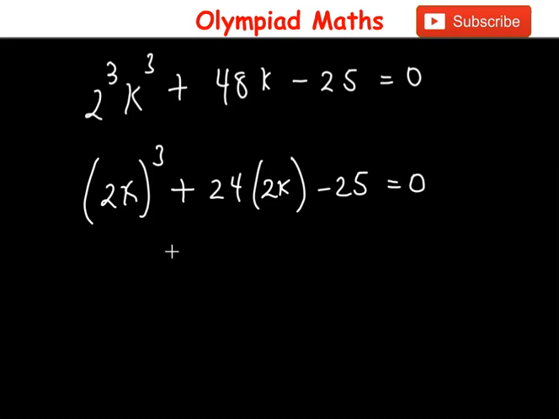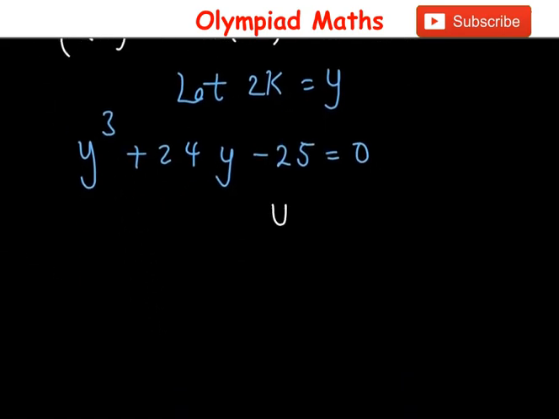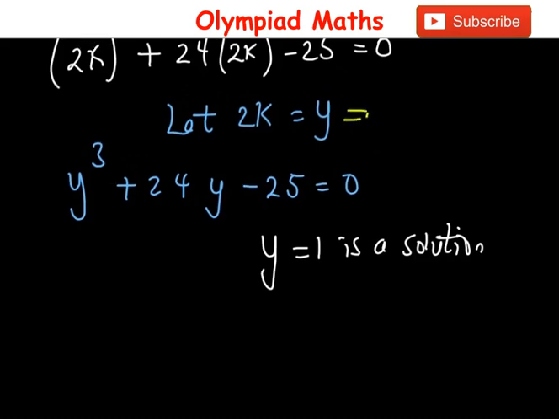Now at this junction, we are going to say let 2k equal y. So this equation then becomes y raised to power 3 plus 24y minus 25 equals 0. Looking at this equation, y equals 1 is a solution for this given equation. So inputting y as 1, this becomes 2k equals 1, and from here, the value of k is equal to 1 over 2.